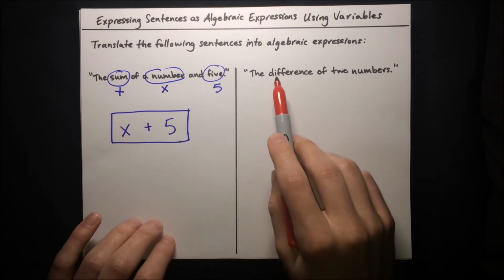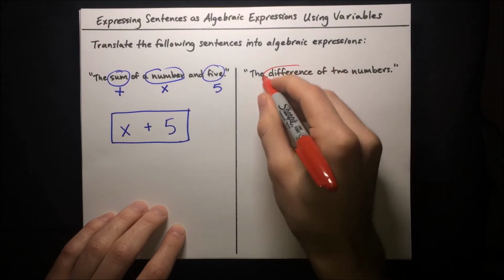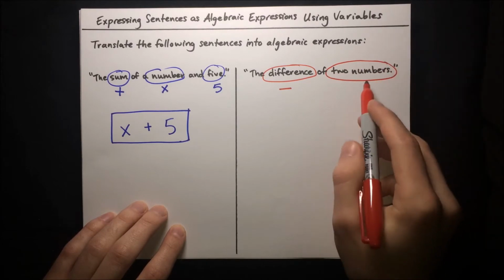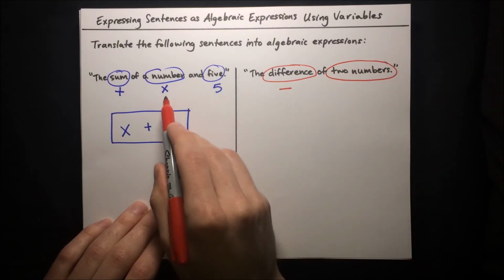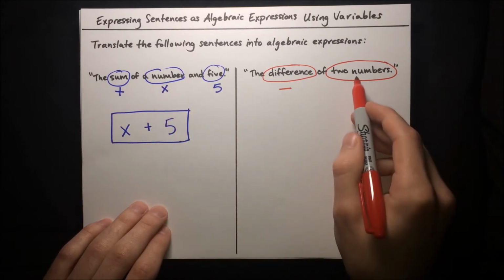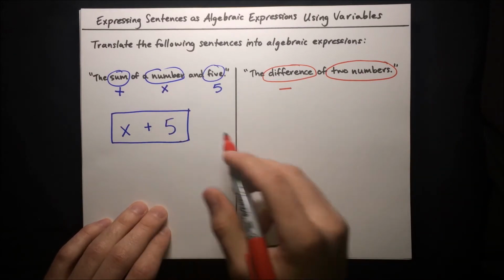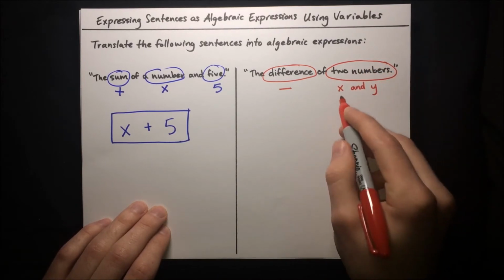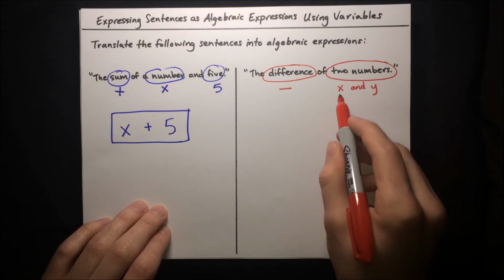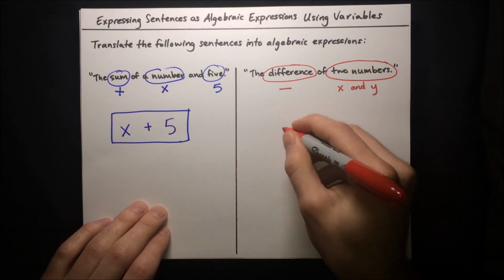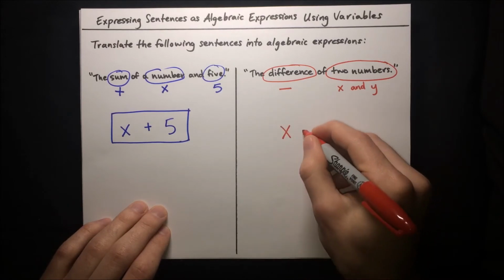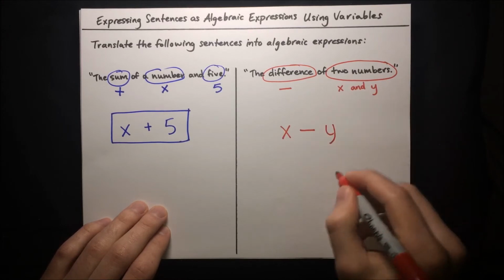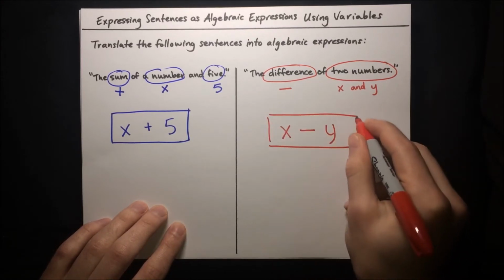Okay, how about the difference of two numbers? This time we've got a difference. We know what that means. That just means subtraction. But what about two numbers? So we're going to do a similar thing to what we did here. We just put in x for a number. That was our placeholder. Now we've just got two numbers, so we'll use two variables. So the difference of, let's say, x and y. X and y will be our two variables. And then we just read them left to right like we did before. X comes first. So x, and then our operation, minus, and then the second number, or variable in this case, y. So that's our result, x minus y.